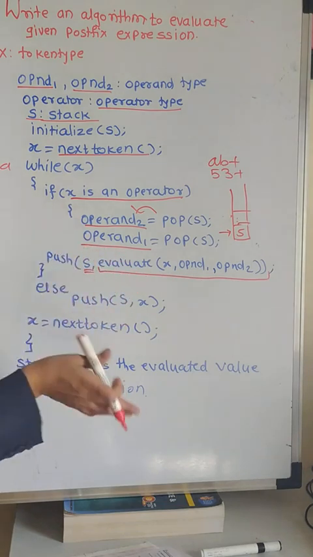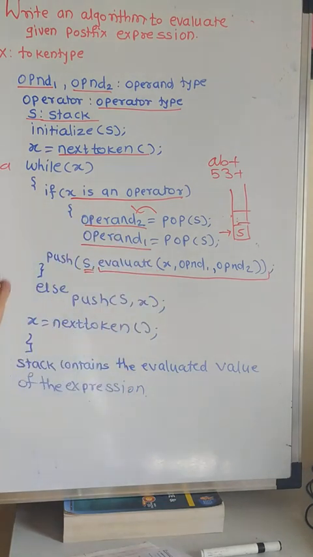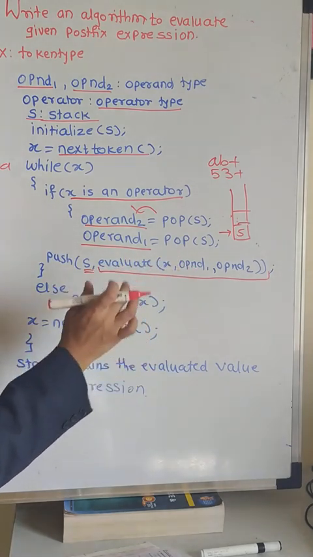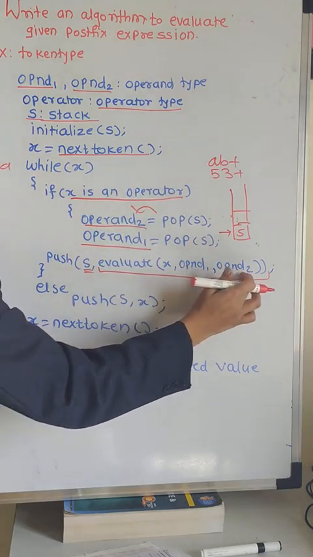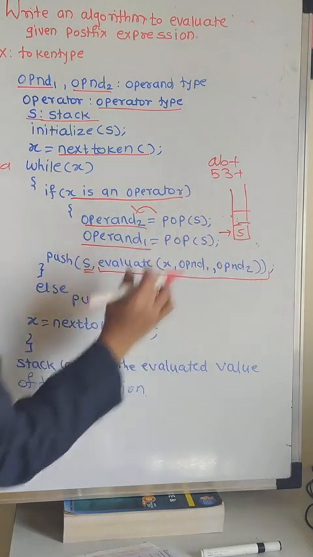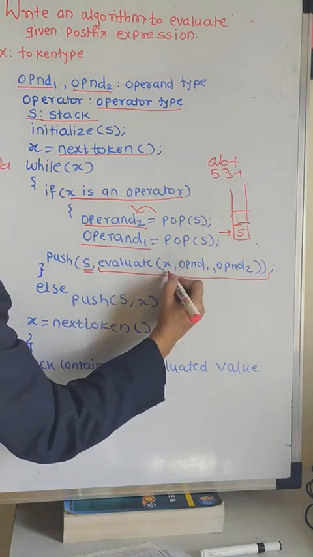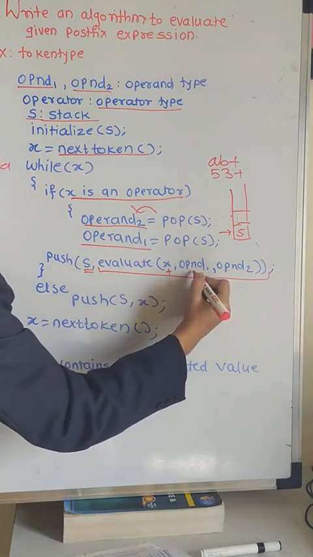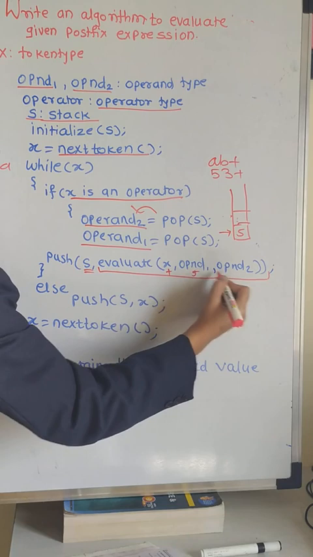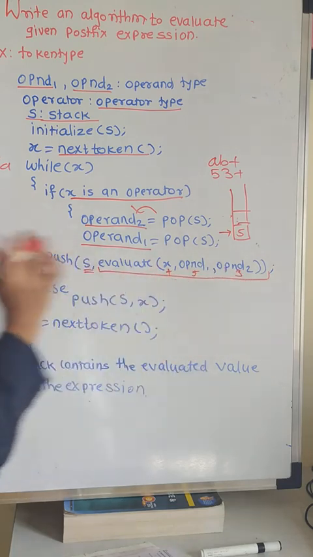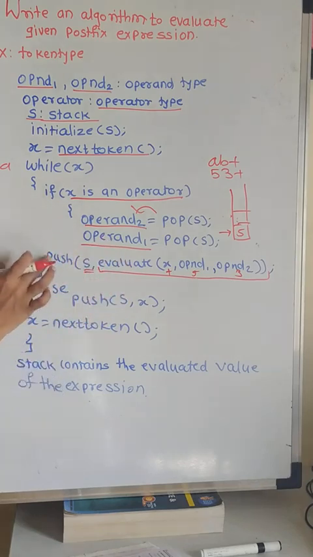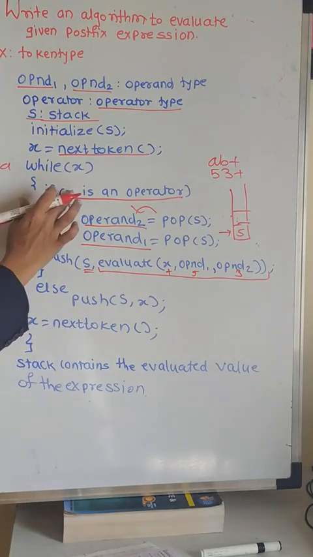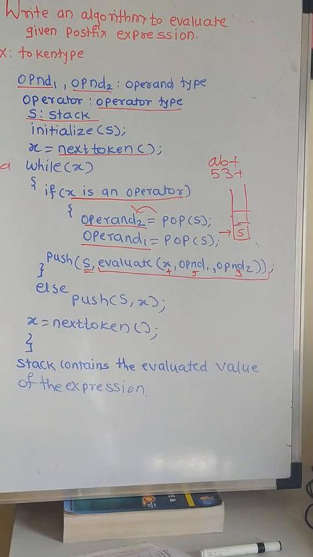Evaluation means we are calling one function, evaluation. In that function we evaluate this x: we apply this operator on operand 1 and operand 2. Suppose x is plus, operand 1 is 5 and operand 2 is 3. So 5 plus 3 is 8. Evaluate this 8 and push this 8 on the stack using the push function. If it is an operator, you have to perform this.